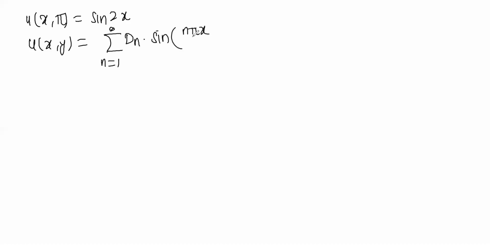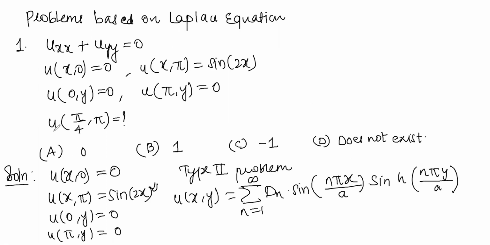Since u(x,pi) is sine 2x, the solution is given by u(x,y) equal to summation dn sine n pi x upon a, then sine hyperbolic n pi y upon a. The more you practice writing the solution, the more you understand this. So let's apply this: in the place of y, I'll put pi. And we notice that a is also pi in our case. So we'll be getting this quantity cancelled, or you can even write down the solution like this.